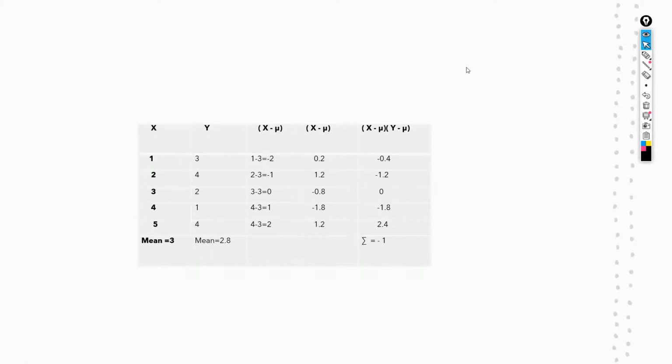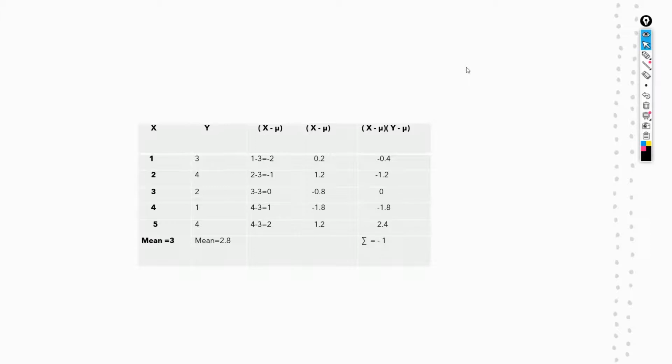Next we want to find the summation of (x minus mu) into (y minus mu). Adding all of them: minus 0.4 minus 1.2 equals minus 1.6, minus 1.8 gives minus 3.4, plus 2.4 we get up to minus 1.4. This is the summation.